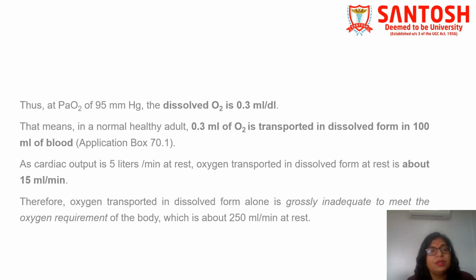Thus, at an arterial pressure of 95 millimeter of mercury, the dissolved oxygen is 0.3 milliliter per deciliter. That means in a normal healthy adult, 0.3 ml of oxygen is transported in dissolved form in 100 ml of blood. As cardiac output is 5 liter per minute at rest, oxygen transported in dissolved form at rest is about 15 ml per minute. So oxygen transported in dissolved form alone is grossly inadequate to meet the oxygen requirement of the body, which is about 250 ml per minute at rest.